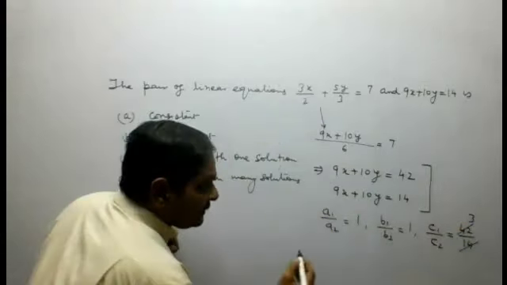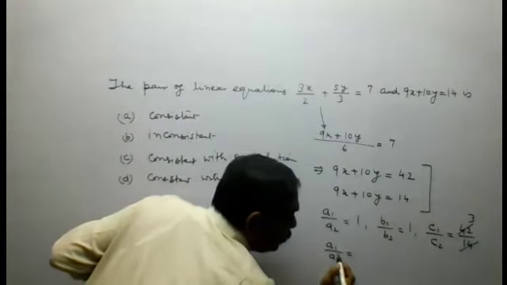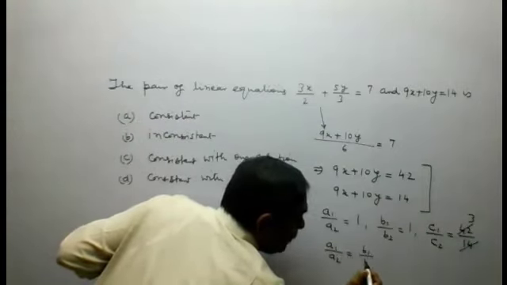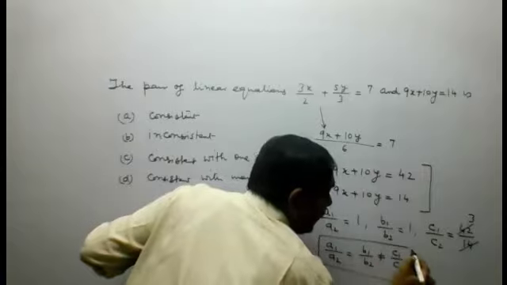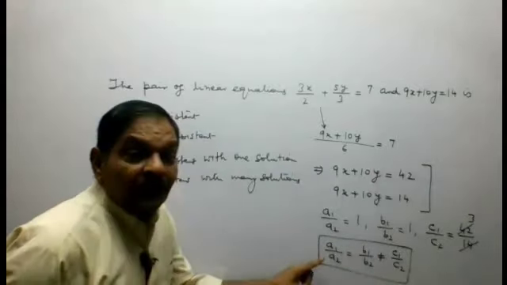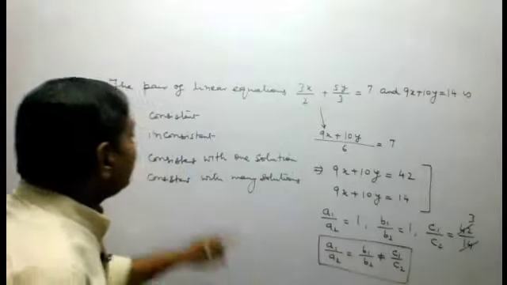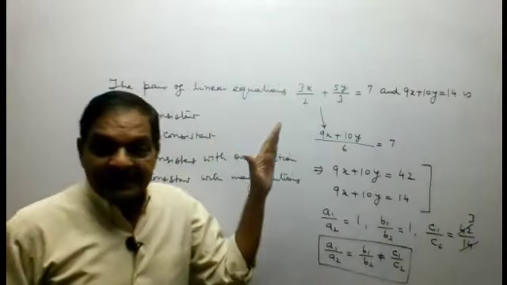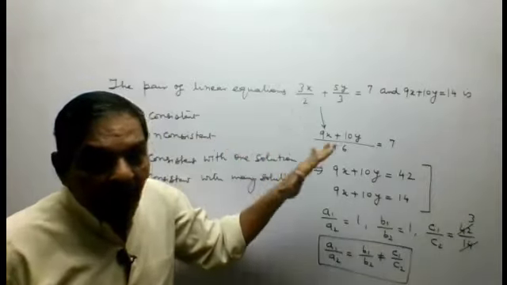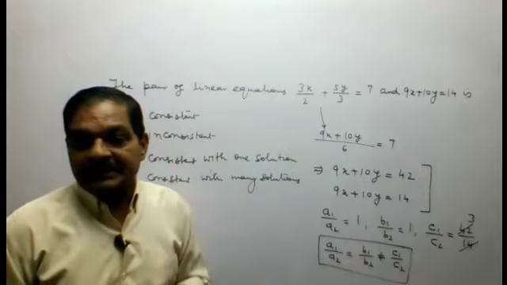So we can say that here the condition is that a1 upon a2 equal to b1 upon b2 is not equal to c1 upon c2. This is the condition, and this is the case of equations to be inconsistent. So here the correct option is B. The given pair of linear equations are inconsistent equations.